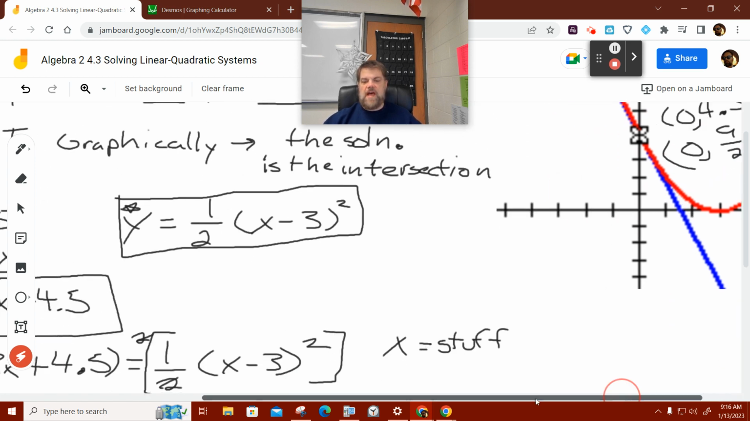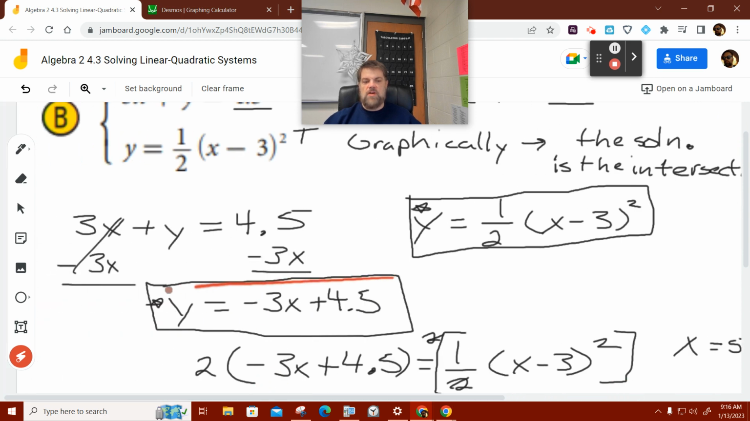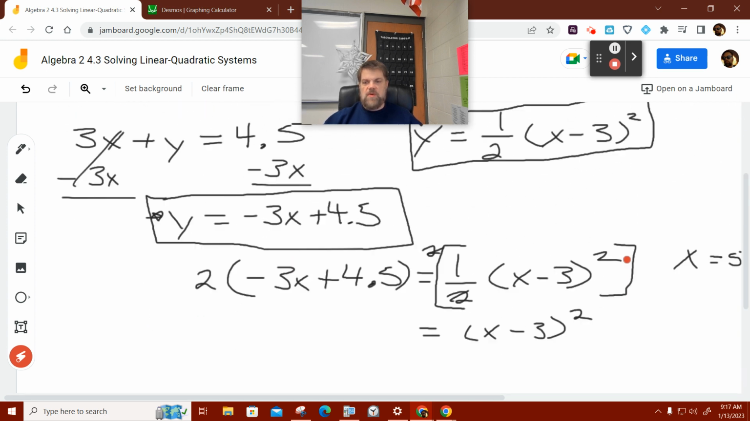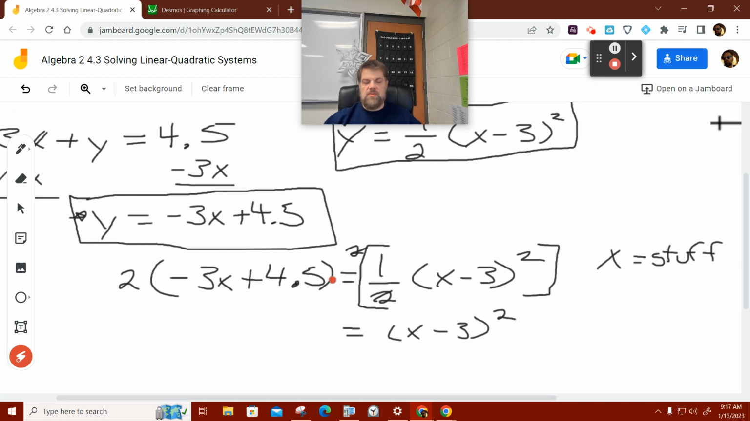But to solve it algebraically, what I'm really looking for is what is this and this? Well, if the intersection occurs where they share the same x and y value, this y value has to equal this y value. In other words, this is set equal to this. So before we had a little slip up with the computer, we were in the middle of that process. So I wrote down this expression, and this is the second expression. And I set them equal to each other.